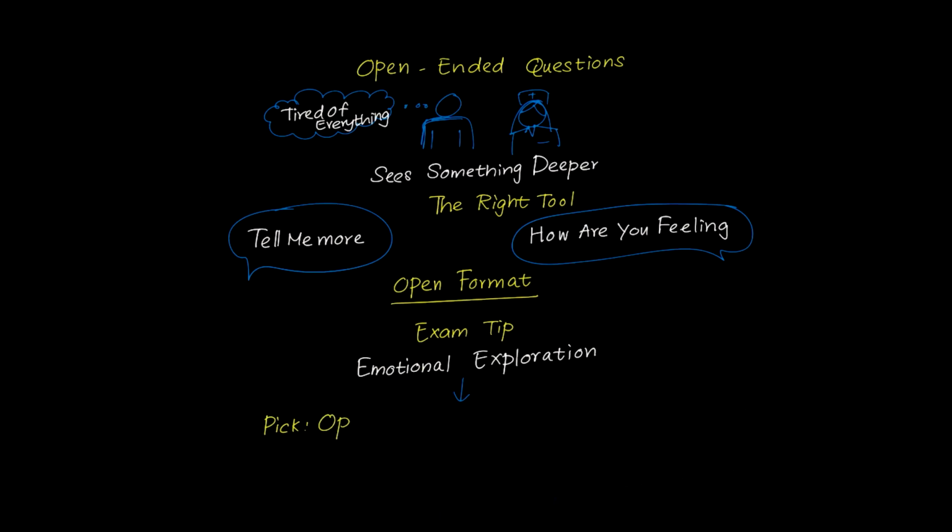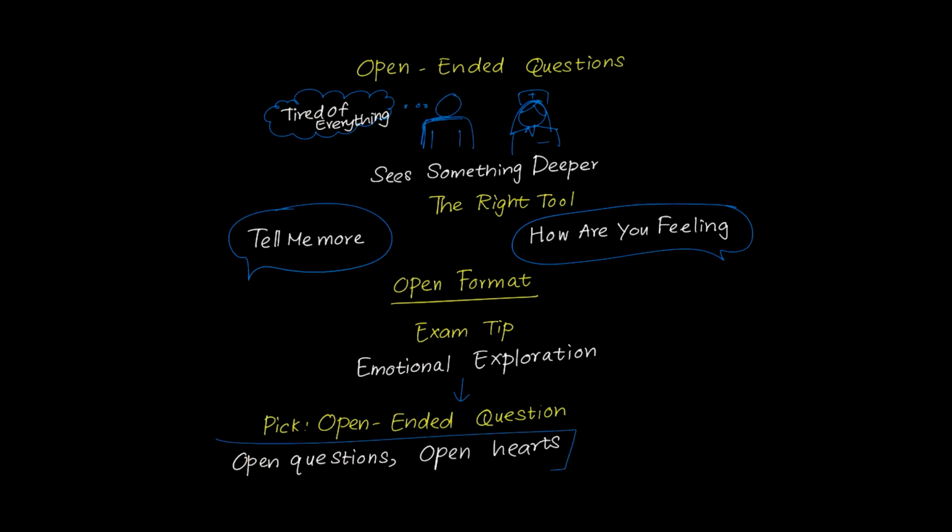A leading, closed-ended opinion question pulls the patient toward the nurse's assumption instead of the patient's own experience. That violates the neutrality the study guide calls for. Open format, open patient. Here's a D439 OA exam tip for you. When the stem involves exploring emotions, pick the open-ended question option. Quick recall hook: open questions, open hearts.